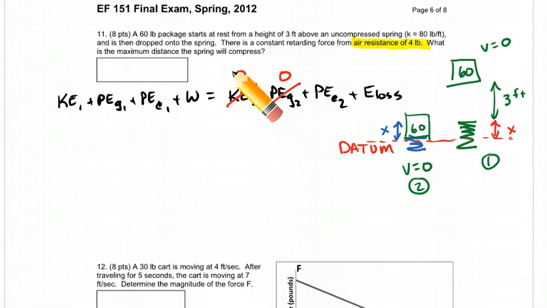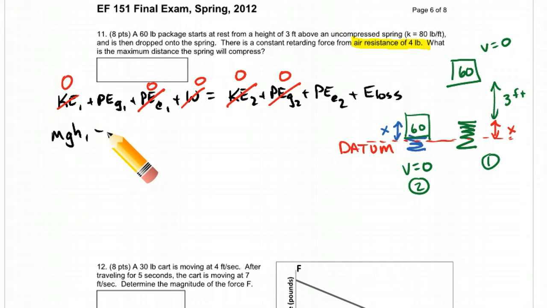Kinetic energy, we said both were 0. The initial elastic energy of the spring, it's uncompressed, so that's going to be 0. We're not adding any energy into the system, so that term's going to be 0. So it looks like we just have gravitational potential energy being converted to spring potential energy and accounting for the losses. Alright, so let's write that out. Gravitational potential energy, mgh, is equal to 1/2 kx squared plus energy loss.